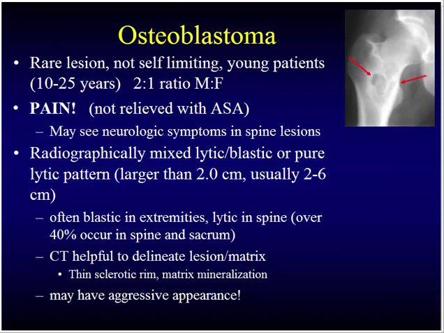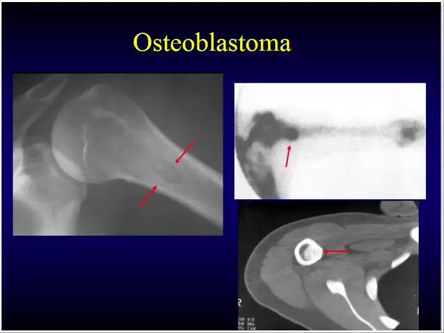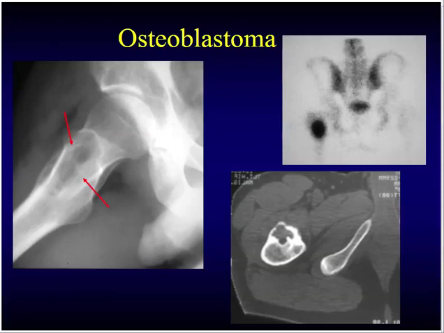Here's one that's sort of lytic in the proximal femur. Here's the proximal humerus, somewhat lytic, very hot on bone scan. You can see on the CT scan that it's got sort of a rim around it and a little bit of density within it. Proximal femur, same thing, sort of a rim around it. Notice the density. There's some soft tissue density within this thing, near the soft tissue. Very hot on bone scan.